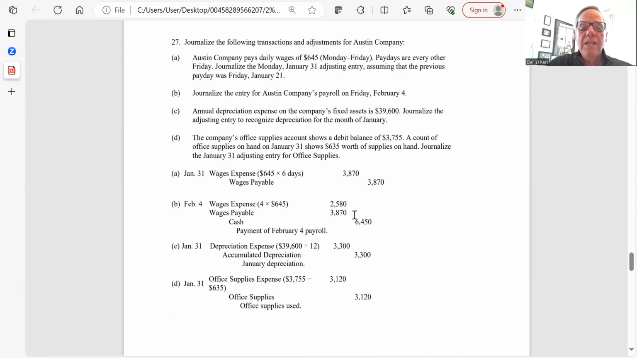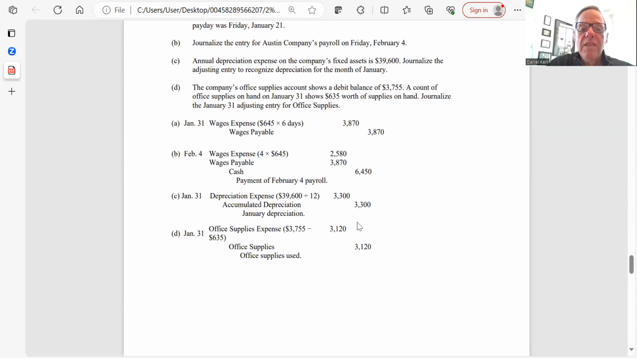Then in February, when it's paid, the full salary of $6,450 is paid. But a portion of that is the $387 we had actually accrued in the previous period. So the full entry is a debit to wages expense for 4 days, a debit to wages payable for the 6 days you accrued on January 31st, and a credit to cash.